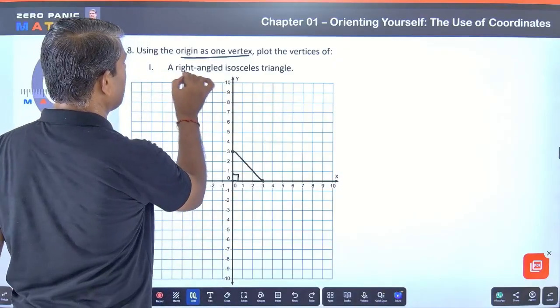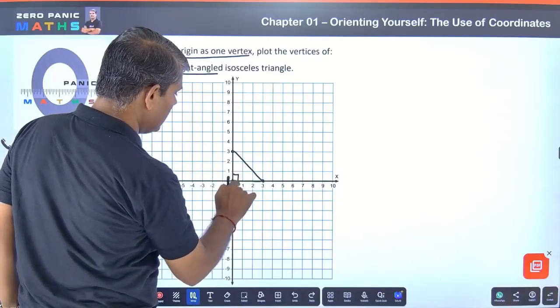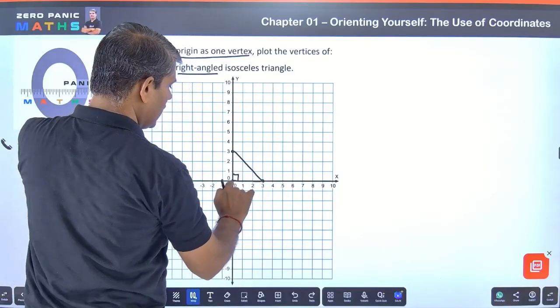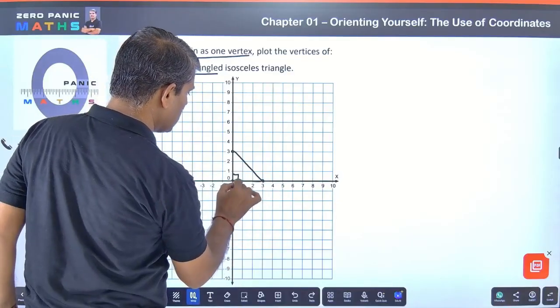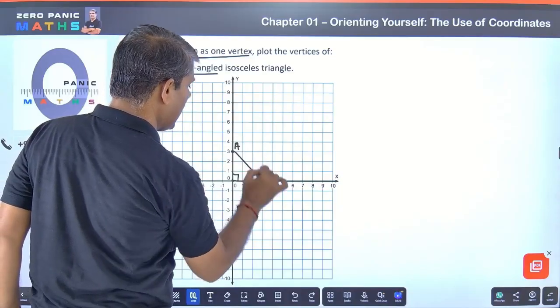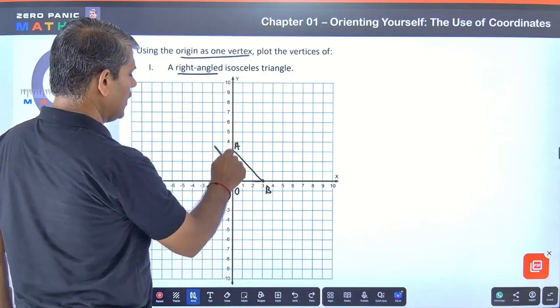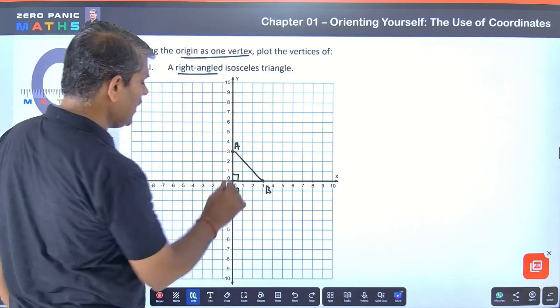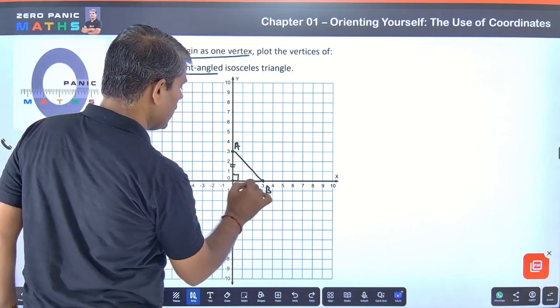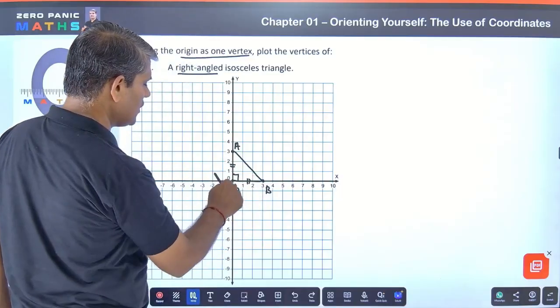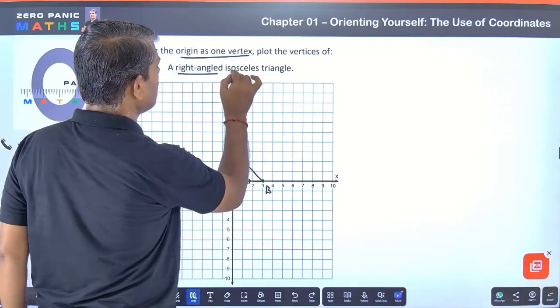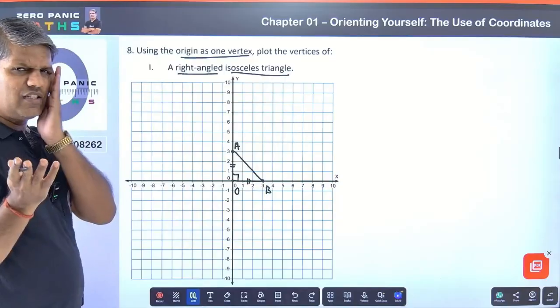So it is a right angled one, and since this is also towards the x-axis, suppose this is O and this is A and this is B. Now suppose I call it triangle AOB, then in this case AO is equal to BO. So this side is equal to this side. So this is an isosceles triangle. This is a simple solution.